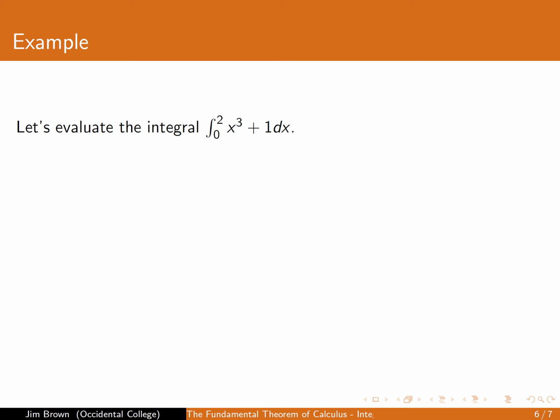So let's try one example just so we see at least one example for how this works. Let's evaluate the integral from 0 to 2 of x cubed plus 1 dx. Now remember, if we did something like this with Riemann sums, we would have to find the sum from, say, j equals 1 to n of j cubed. And we saw before that finding those values of those sums can be a bit brutal. So it would take us some time to evaluate this with Riemann sums.